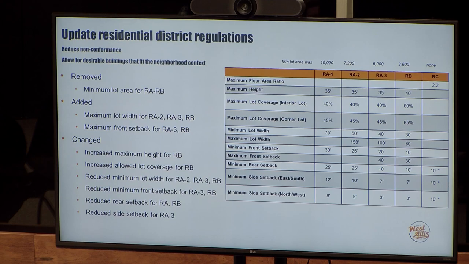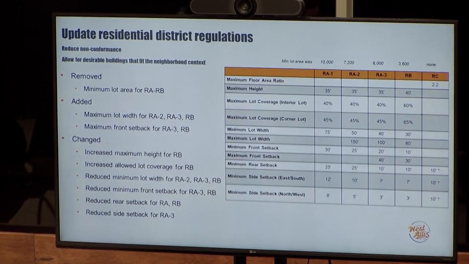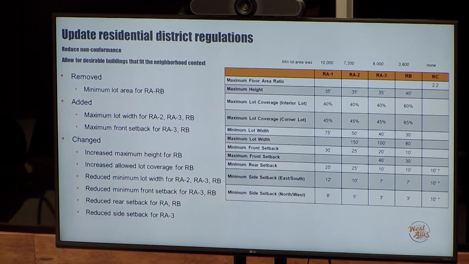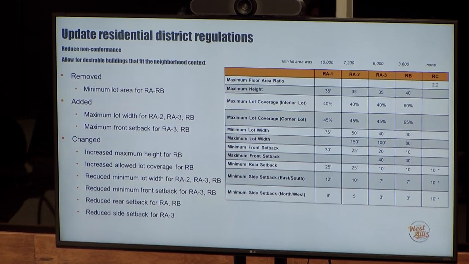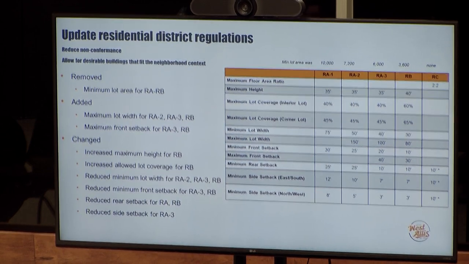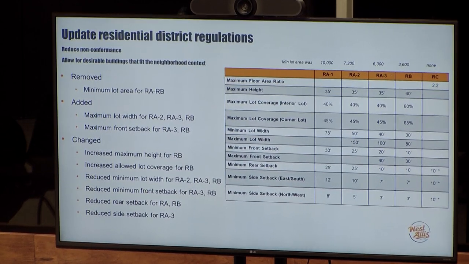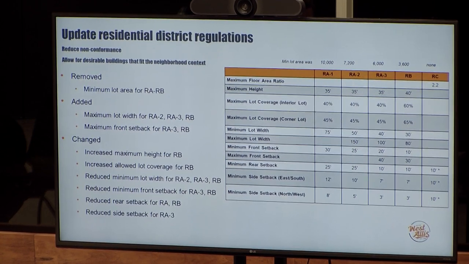And in RB, one of our very common districts on the east side of the city, the minimum lot area is 3,600 square feet. And when you get up into the multifamily zoning districts, there is currently no minimum lot area. So what we're doing within this table, going from the list form to a table format, by eliminating the minimum lot requirement, we're not saying that we're shrinking lot sizes or anything like that. The setbacks and the lot coverage requirements, lot width especially, are controlling that from really changing much.